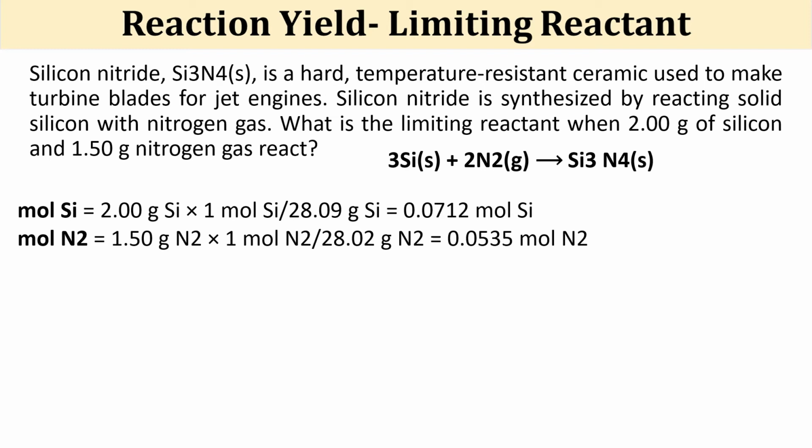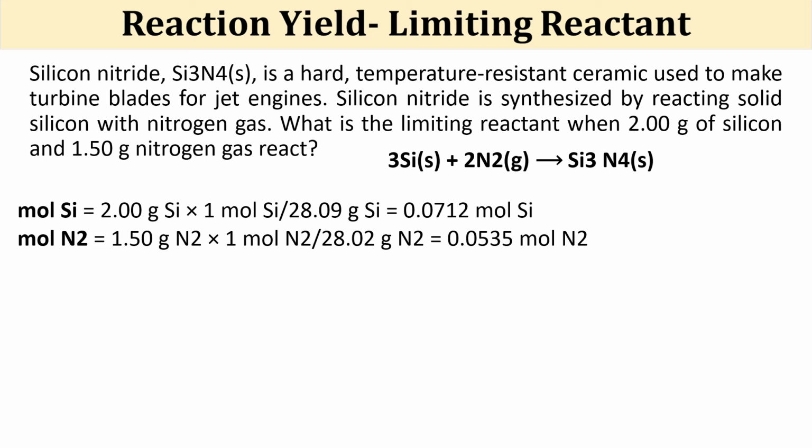So we know how to calculate number of moles from the formula: number of moles is equal to mass over molar mass. Mass of silicon and mass of nitrogen is given in the question. So if we calculate the number of moles of silicon first, 2 grams of silicon times 1 mole of silicon over the molar mass, which is 28.09 grams, will give you 0.0712 moles of silicon.